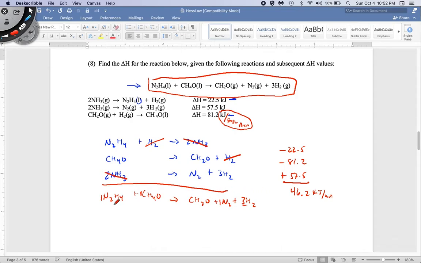But that's not the whole point. Hydrazine on its own can't make this. It's hydrazine and CH4O. So what AP decided was, if we ran this reaction one time, so we're going to take this whole reaction, run it once. Every time you run it, you get 46.2 kilojoules per mole reaction. That's what they mean by that.